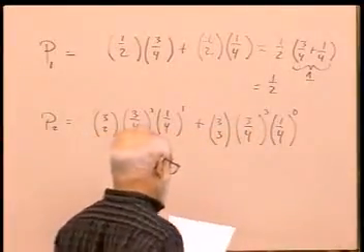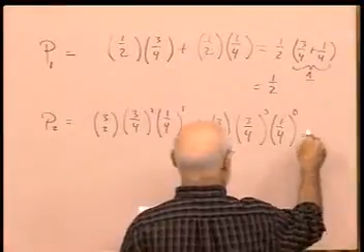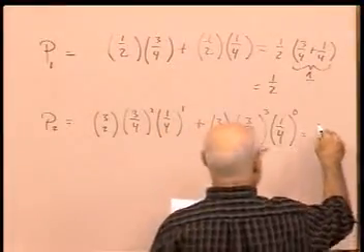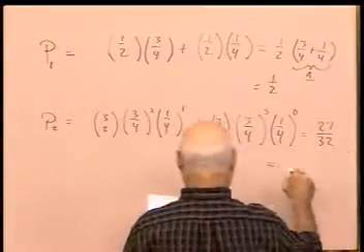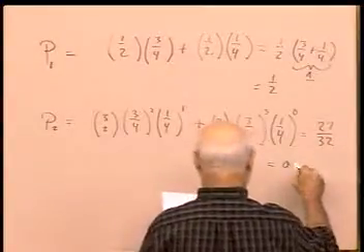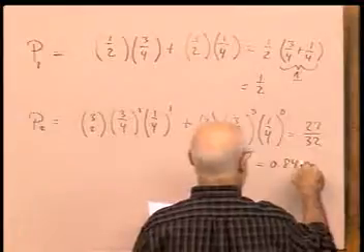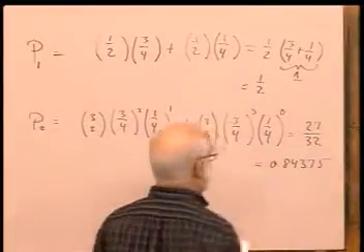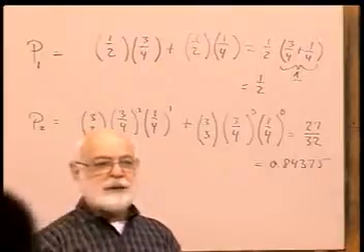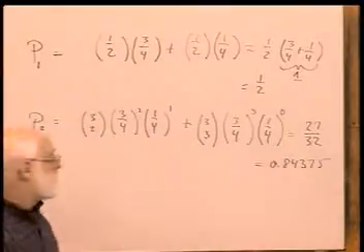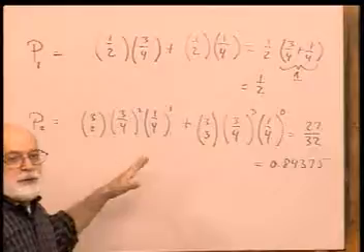And if you do this work, this will turn out to be equal to 27 over 32, which is the same thing as 0.84375. Okay, any questions about that? Pretty simple.